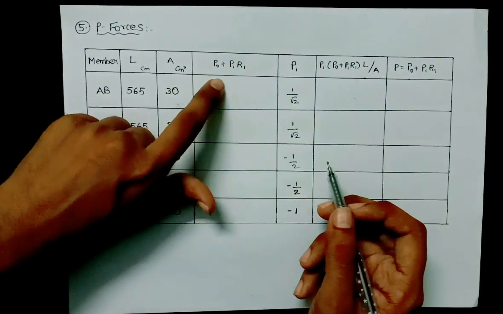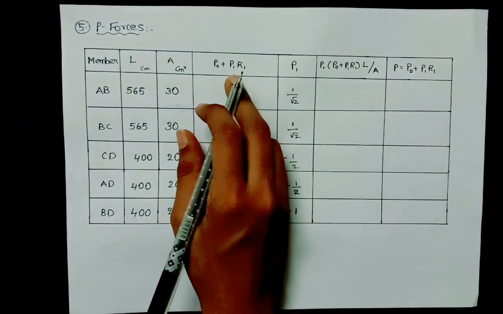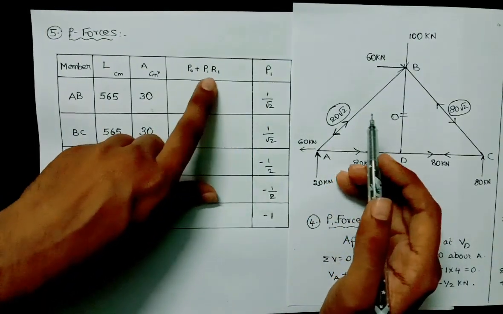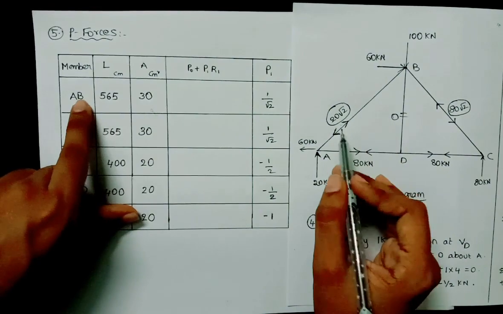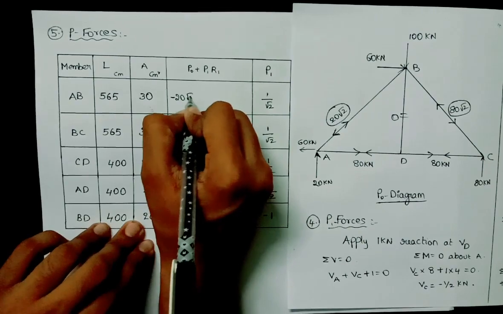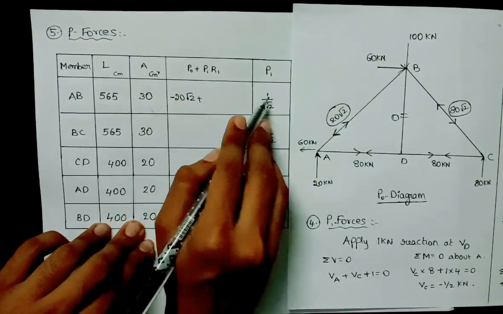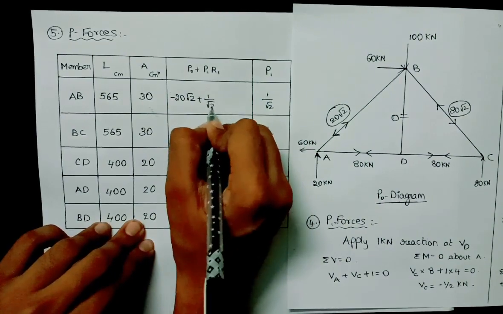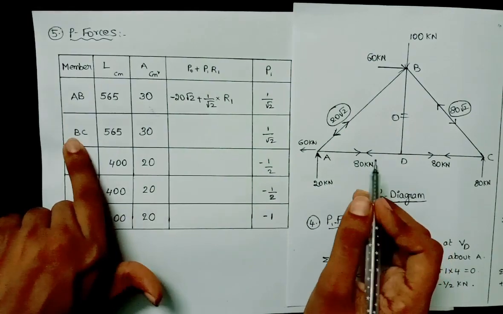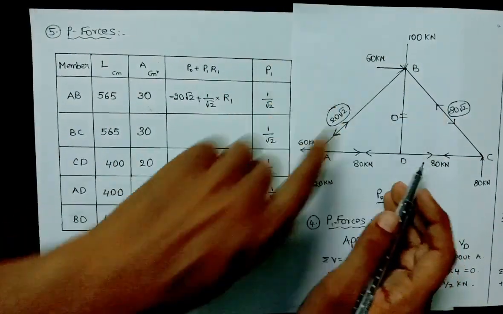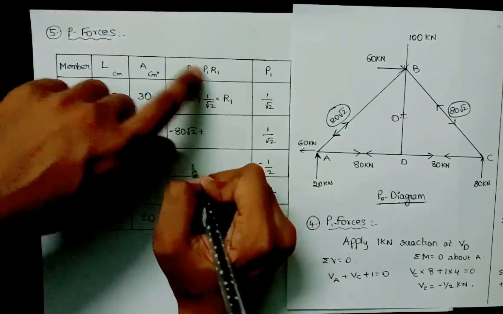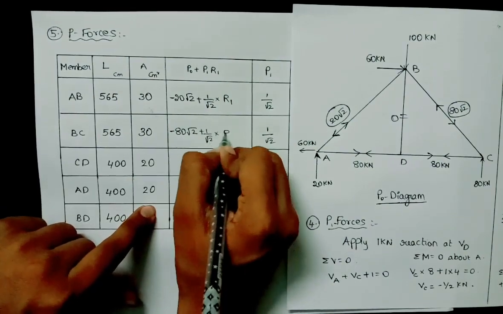Now we should calculate these equations. The equations are formed by calculation of these values. The formula is P0 plus P1 into R1. The P0 value for member AB is 20 root 2, it is in compression. So minus 20 root 2 plus the P1 value for AB, 1 by root 2, into R1. We don't know that value. Next, the P0 value for member BC is minus 80 root 2, it is in compression. So minus 80 root 2 again plus P1, 1 by root 2 into R1.